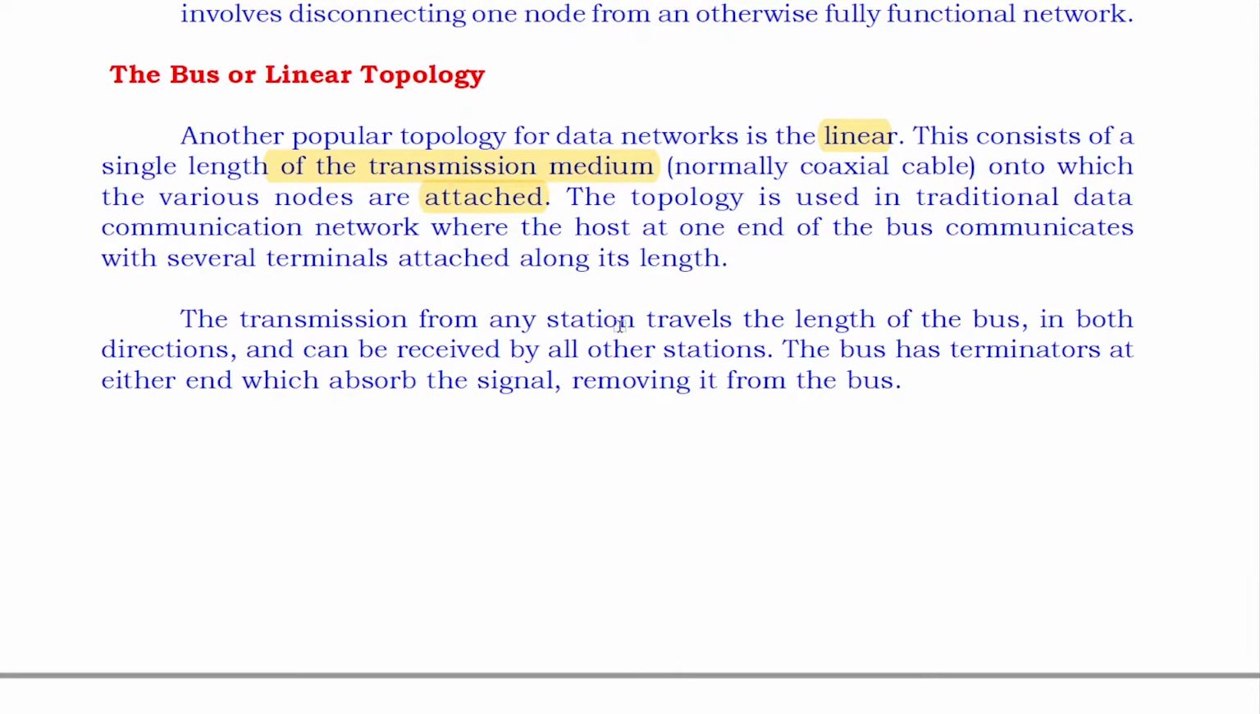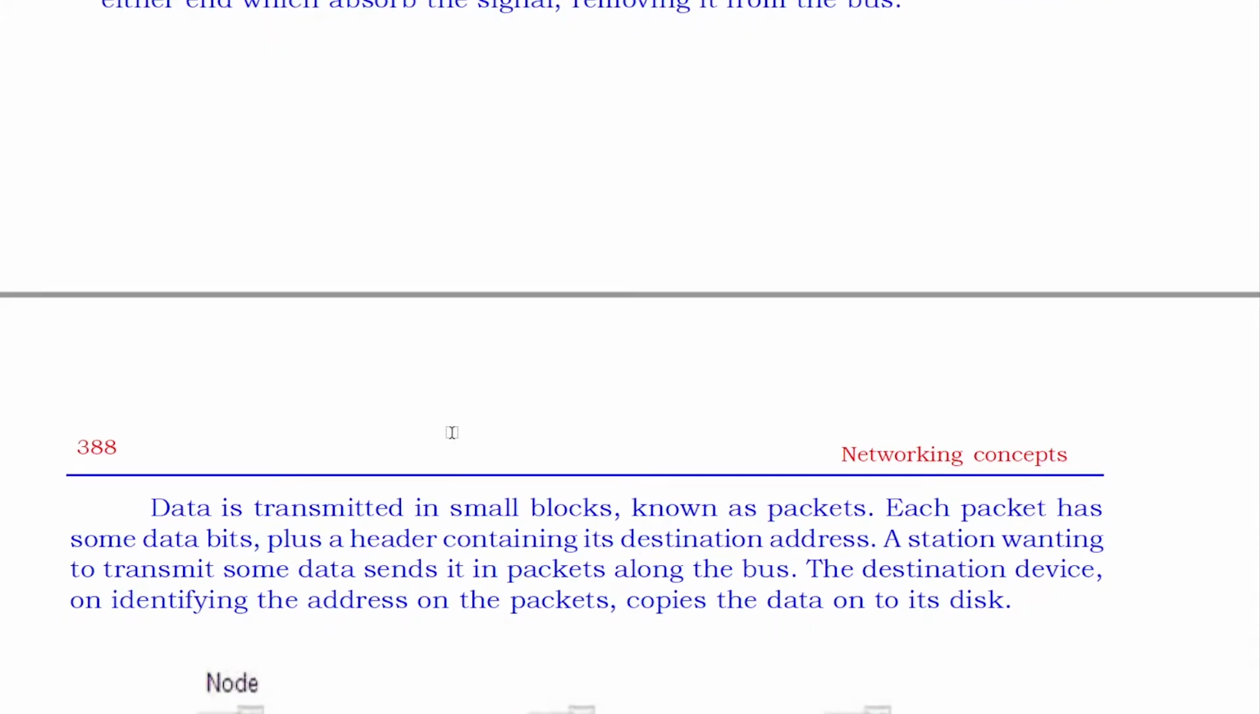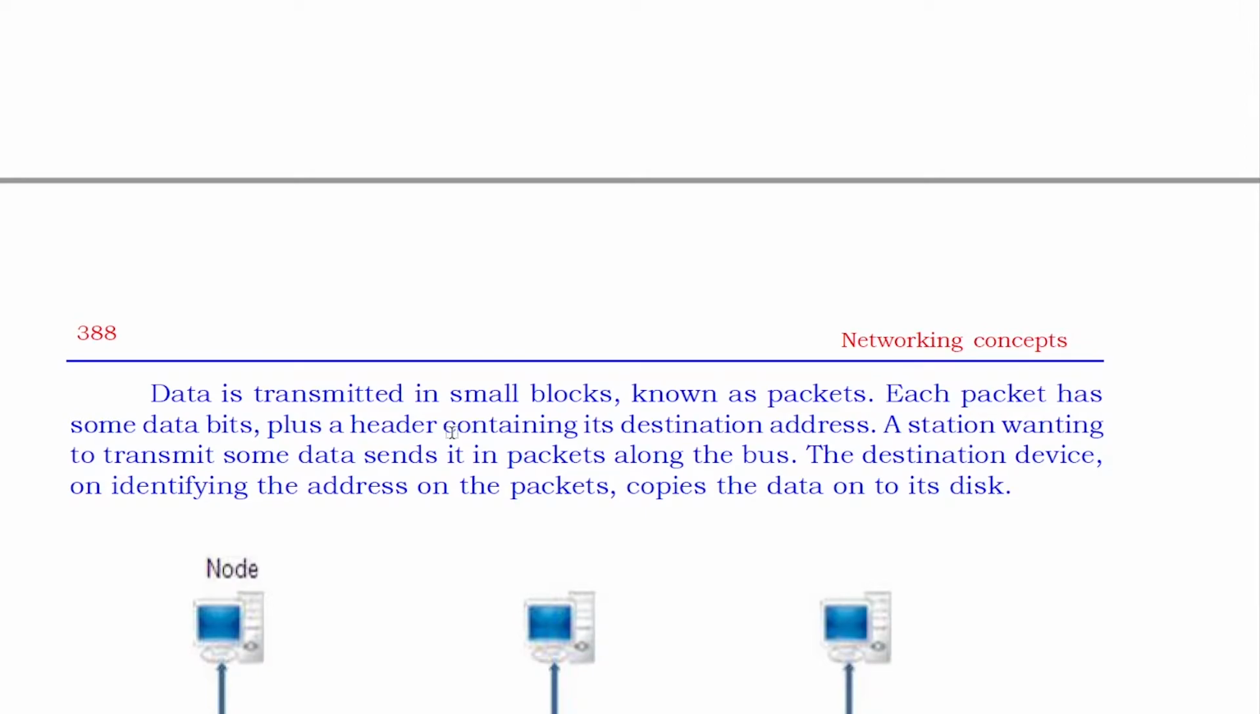The transmission from any station travels the length of the bus in both directions and can be received by all other stations. The bus has terminators at either end, which absorb the signal, removing it from the bus. Data is transmitted in small blocks known as packets. Each packet has some data bits plus a header containing its destination address. A station wanting to transmit some data sends it in a packet along the bus. The destination device, on identifying the address on the packet, copies the data onto its disk.